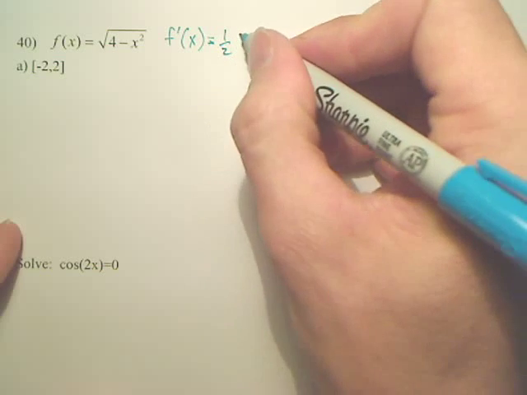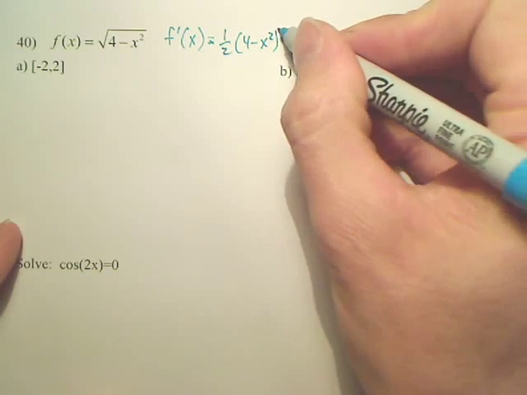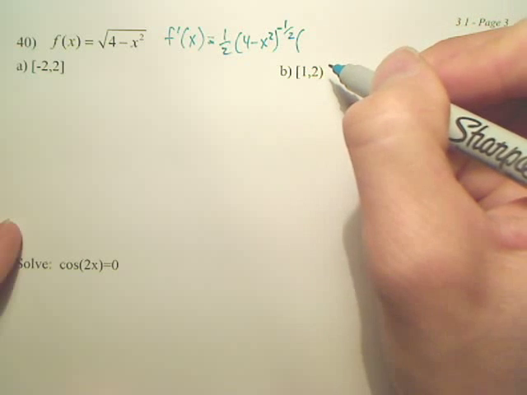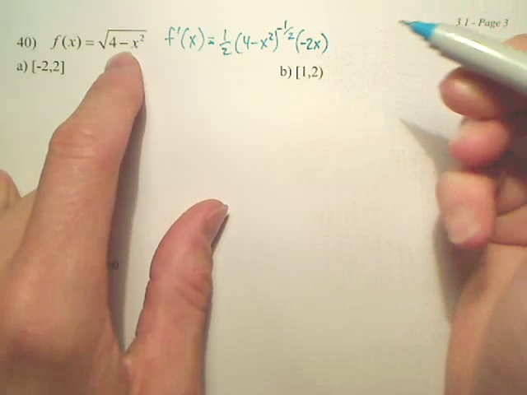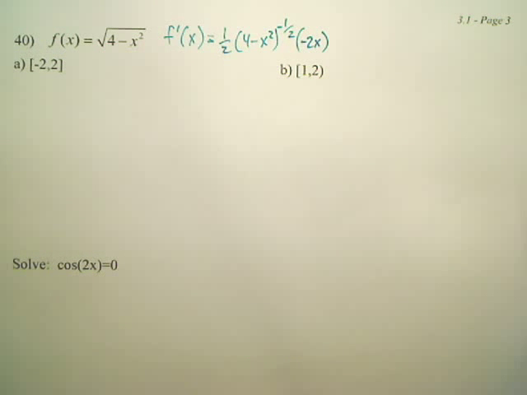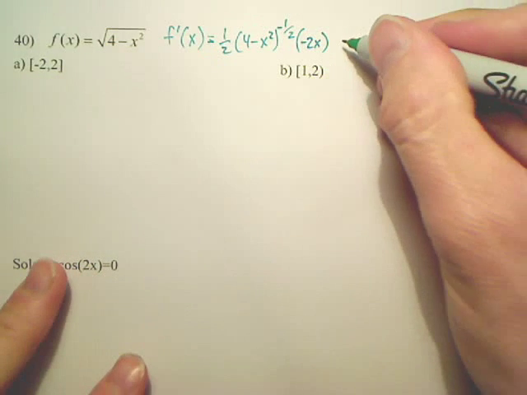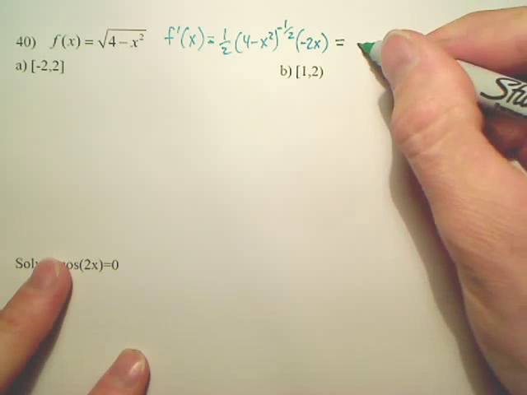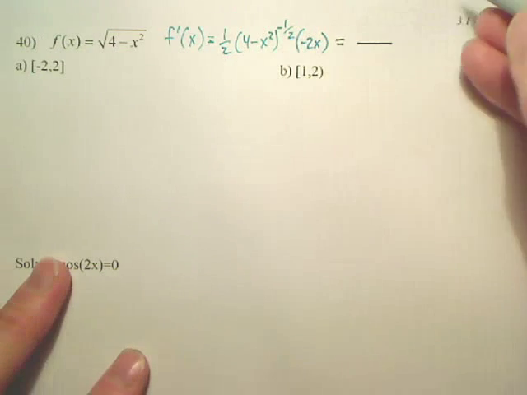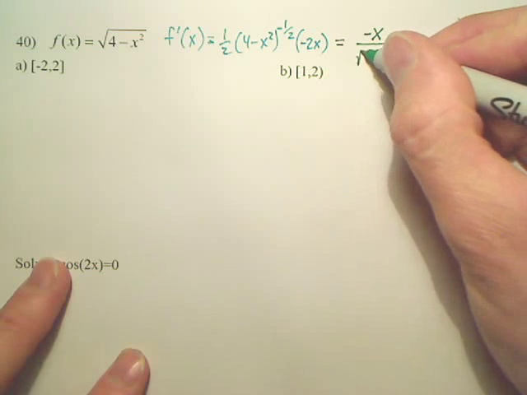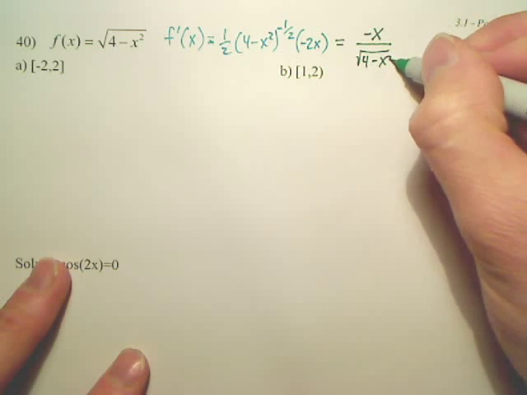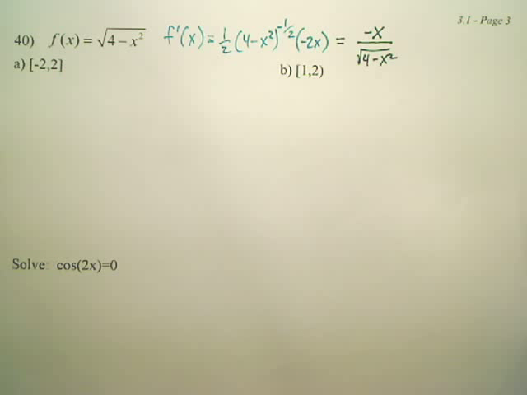So you have a 1/2 times 4 minus x squared to the negative 1/2 times the derivative of the inside, which is negative 2x. Now when we simplify that, looks like the negative 2 is going to cancel with the 2, leaving you negative x on top. And on bottom you're going to have the square root of 4 minus x squared. That looks good. Okay.